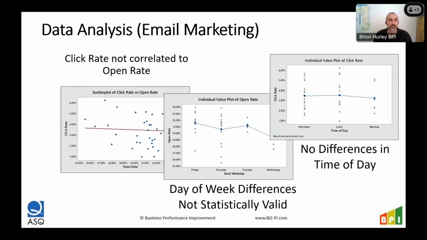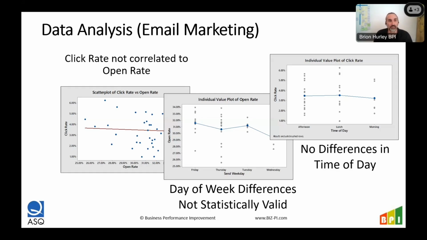There was discussion about whether we should send it Wednesday morning, Wednesday afternoon, Friday morning, Monday afternoon, or Monday morning. We looked at the past data and it looked like there might be some differences, but not statistical differences. So maybe we need more data, or it doesn't matter.